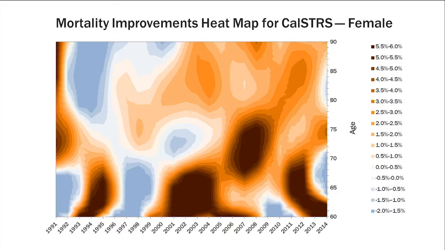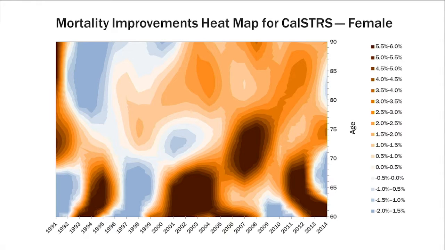Now, I'm not sure if any of you are familiar with what we call heat maps. Heat maps are used frequently by demographers as a way to show you mortality improvements. And you can use heat maps for other things. But you basically have the years on the horizontal axis, the vertical axis are the ages. And the way to look at it is if you see blue or light or white colors, those are periods of low to no mortality improvements. When you see dark brown and orange, those are periods of heavy or high mortality improvements.